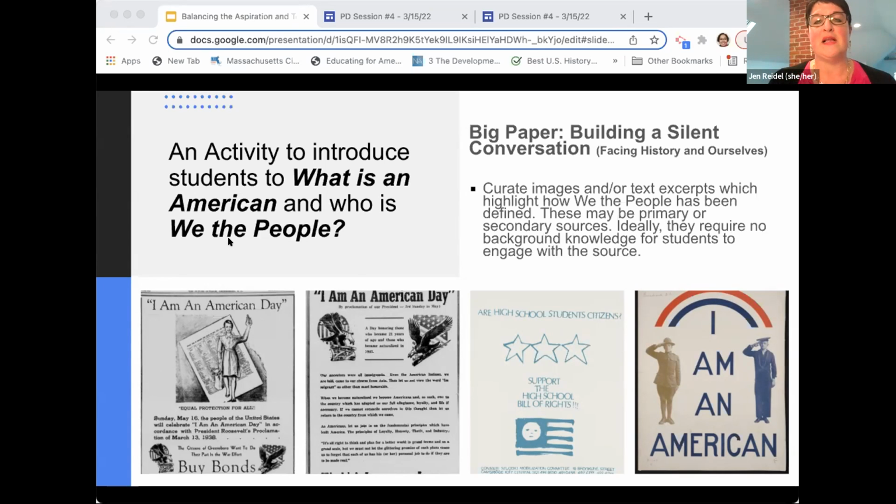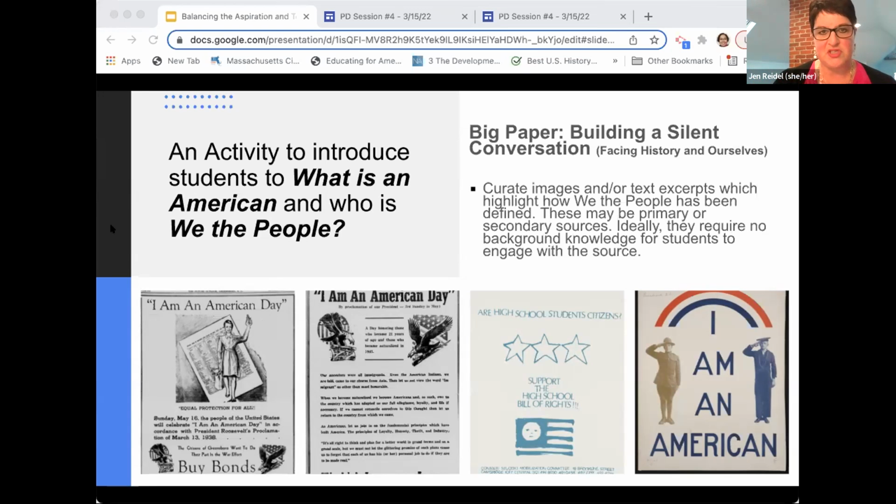But ultimately what I liked about this is I took that strategy because I don't know about you, but I tend to have the same frequent flyers that do all the talking in my class, or they can if I'm not deliberate on trying to share the love. So how do you do this for kids that don't see themselves as worthy of sharing their information? Well, you have a silent conversation, and for that resource, you can check out Facing History and Ourselves. And then I took primary sources that addressed in some shape or form what is an American.